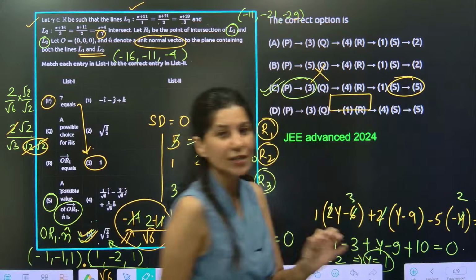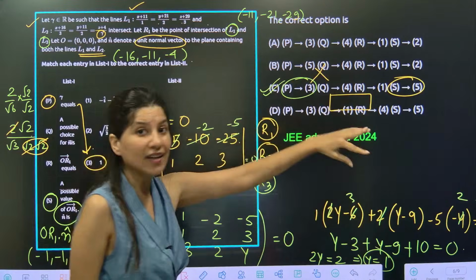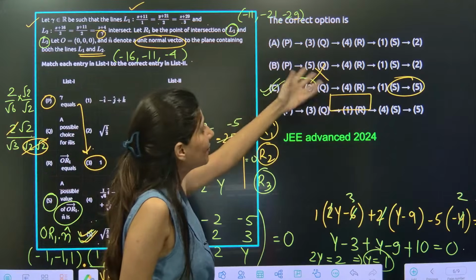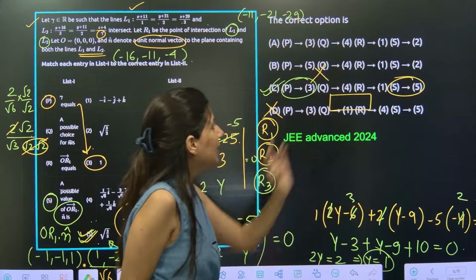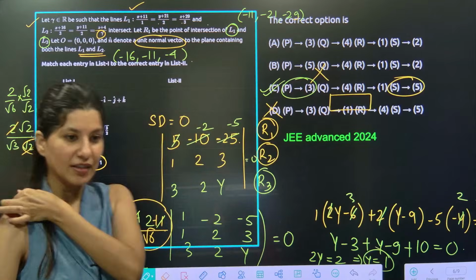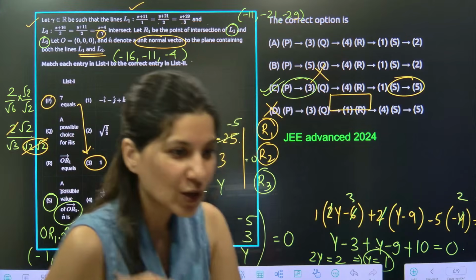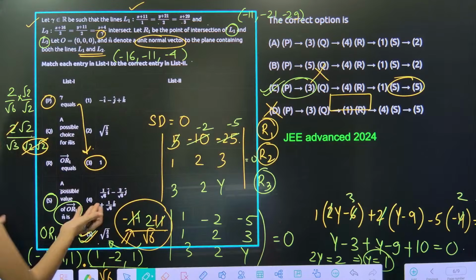The only option which has P3 and S5. P3 and S5. D we have rejected. Anyway, so P3 and S5. Correct. Alright, I think meanwhile we have calculated everything.